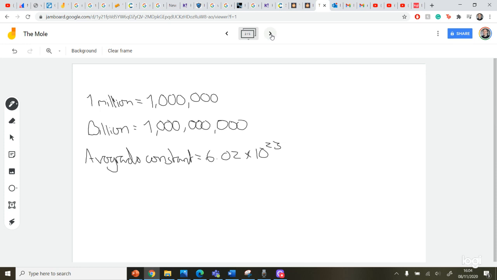Just like a million is this many, or a billion is this many, so Avogadro's constant is this many. And that's all there is to it. It's just a number. 1 mole of any substance is just an amount of that substance that contains an Avogadro's number of particles, so 6.02 times 10 to the 23 particles. The particles could be atoms, molecules, ions, or electrons.